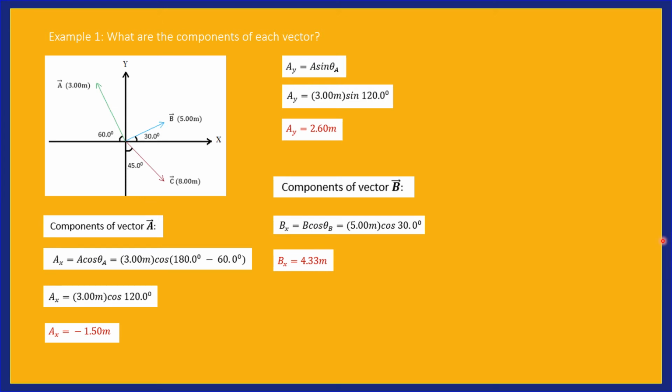For the y component, just replace cosine by sine, and the angle stays the same. We have 5 times sine of 30, it gives us a y component of 2.5 meters.